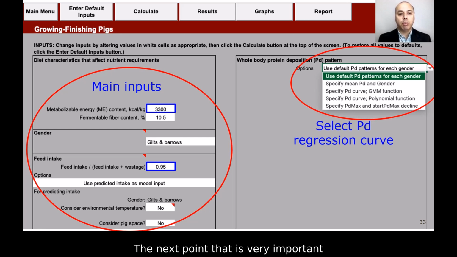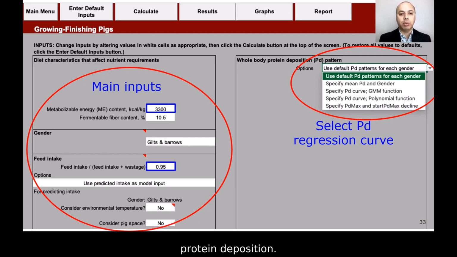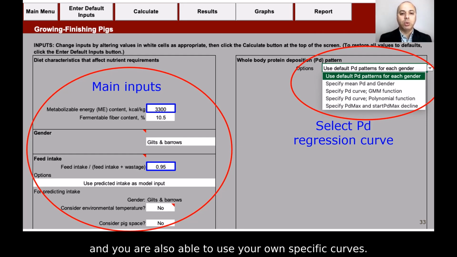The next point that is very important is to select the regression curve, or the model, that we want to use for whole body protein deposition, expressed on a grams per day basis. The calculator has several built-in patterns, and you are also able to use your own specific curves.